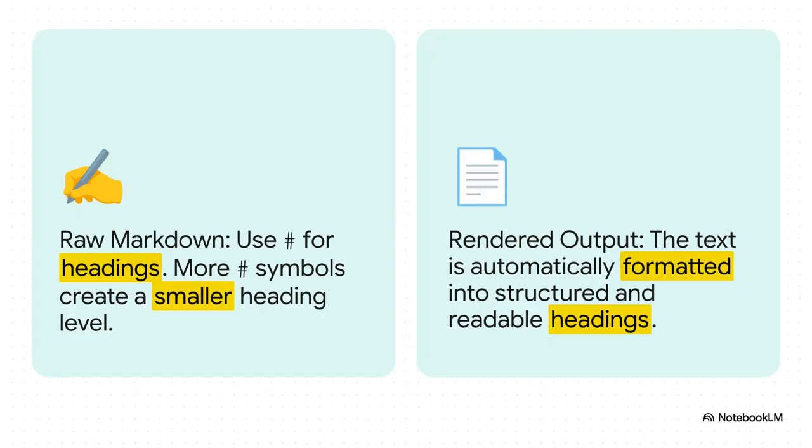So how does it actually work? It's genius, really. You just write plain text and add a few simple symbols. For example, a hash symbol or a pound sign creates a heading. One hash for the biggest heading you can get, two for the next size down, and you get the idea. You write the simple text on the left, and it magically transforms into the nice-looking formatted text on the right.